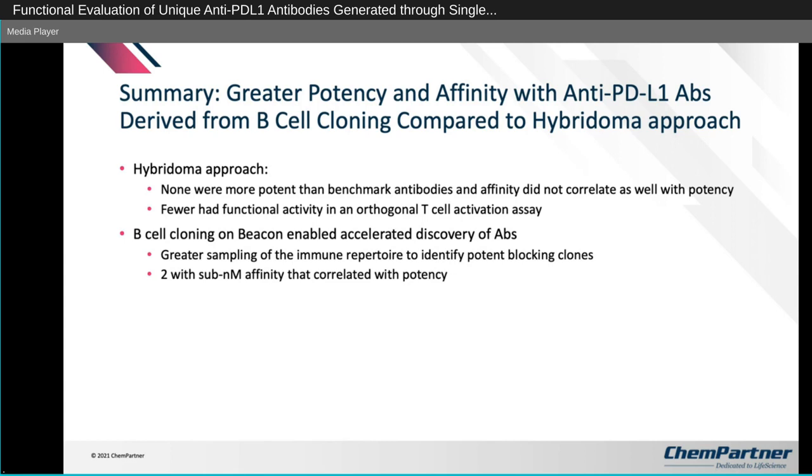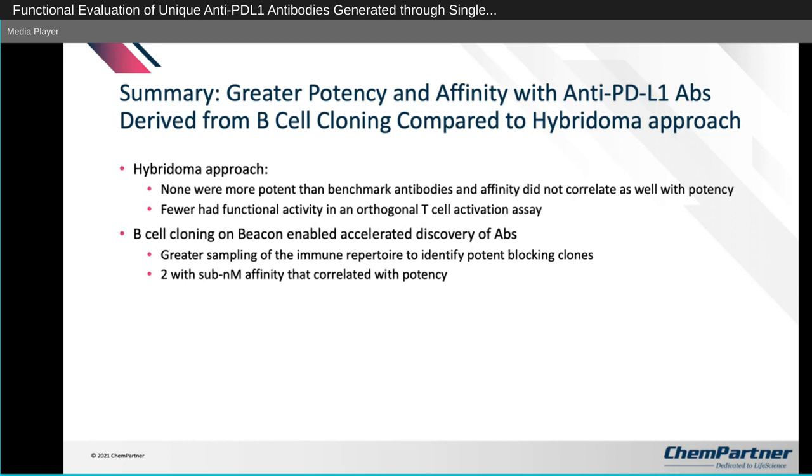So at the end, what we learn from this proof of concept study is that hybridoma did give us more hits or blockers, but none were more potent than the benchmark antibodies, and affinity did not correlate as well with the potency. Also, when they were tested in the functional assay, fewer had functional activity in an orthogonal T cell activation assay.